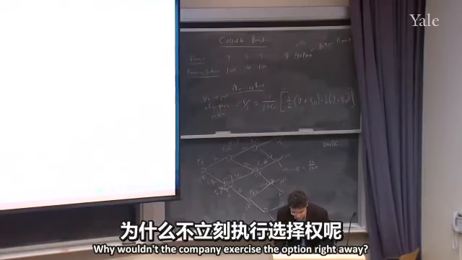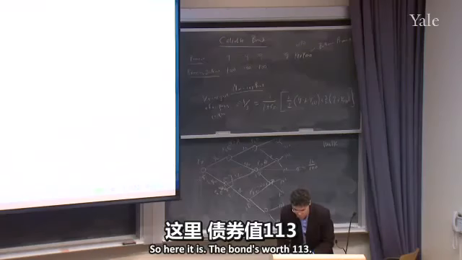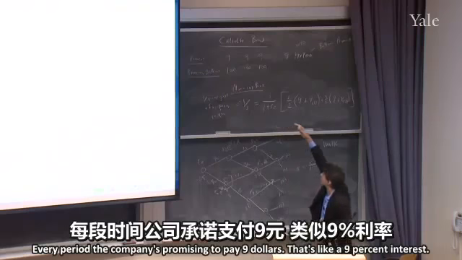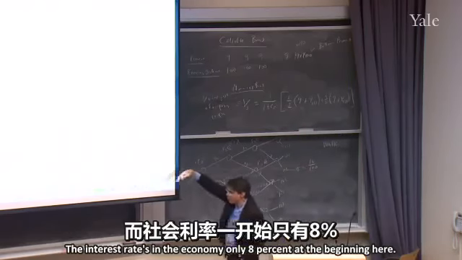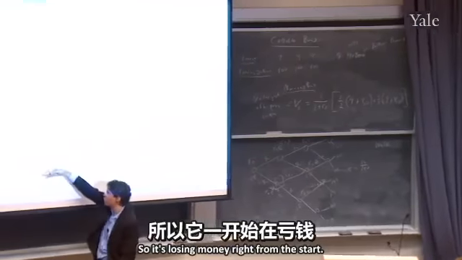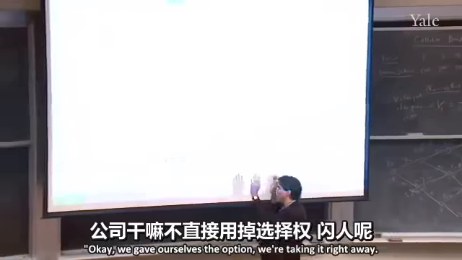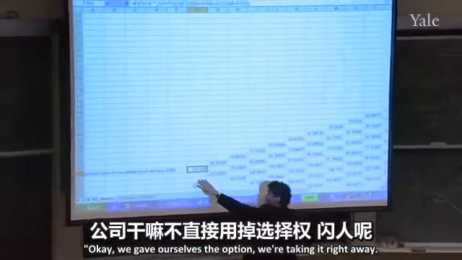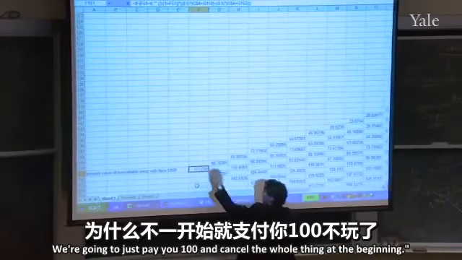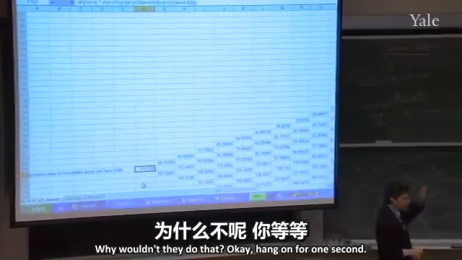Why wouldn't the company exercise the option right away? So here it is. The bond's worth 113. Every period, the company's promising to pay $9. That's like a 9% interest. The interest rates in the economy are only 8% at the beginning here. So it's losing money right from the start. Why shouldn't the company just say, okay, we gave ourselves the option, we're taking it right away, we're going to just pay you 100 and cancel the whole thing at the beginning? Why wouldn't they do that?